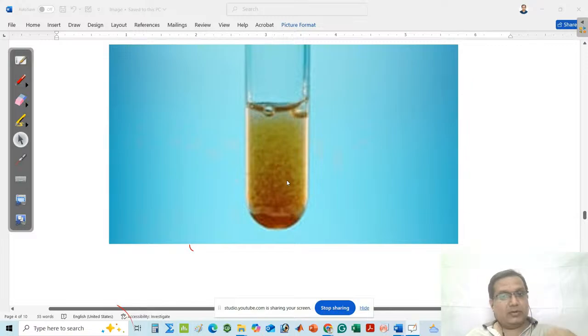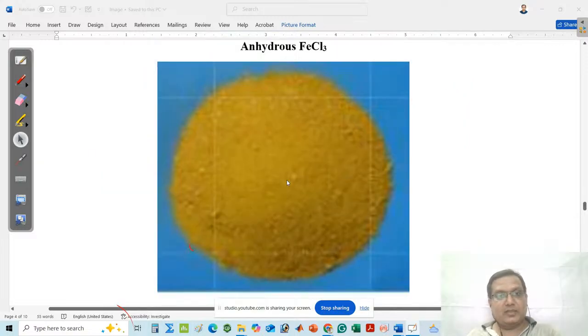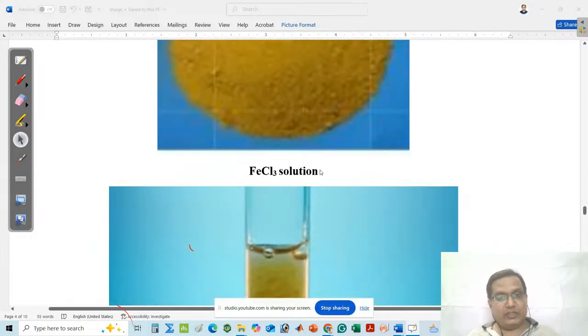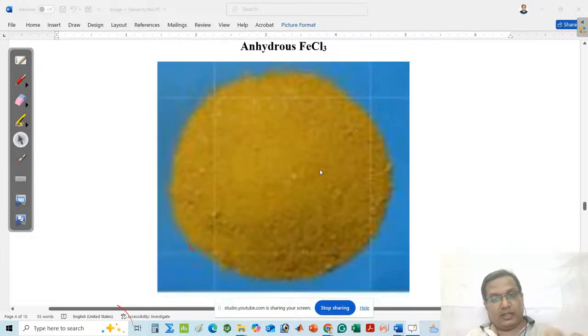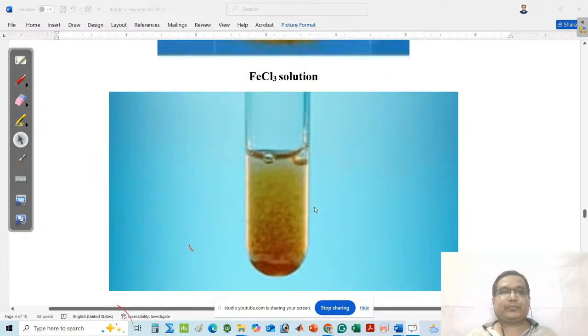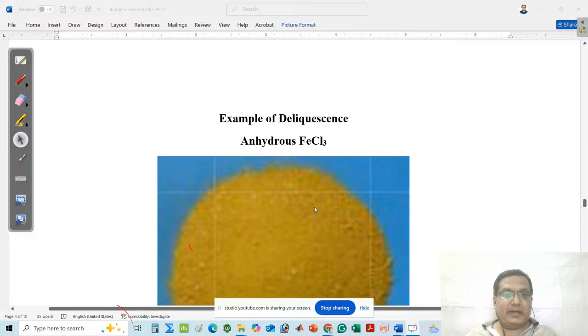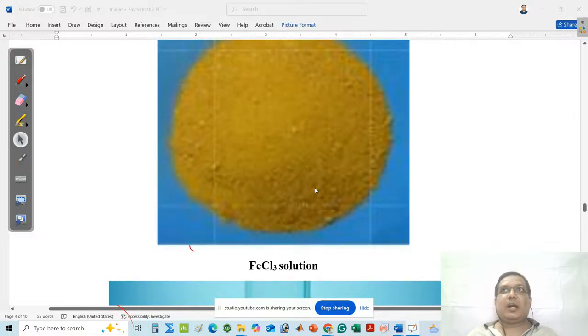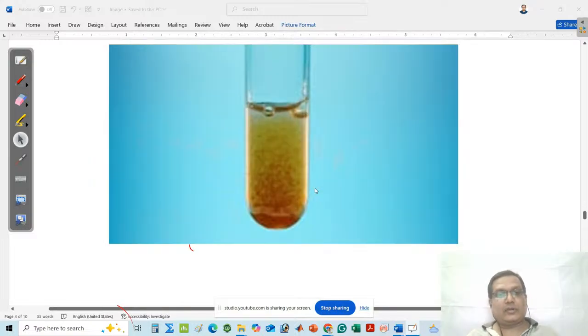Look at that. This is your FeCl3. This is anhydrous FeCl3 present in the solid state. But if it is kept outside, it automatically absorbs water molecules and dissolves in that absorbed water and forms a solution. This is the only difference. Hygroscopic substances convert into hydrated or hydroxide forms, but such substances do not convert into hydrated hydroxide. They make a solution.